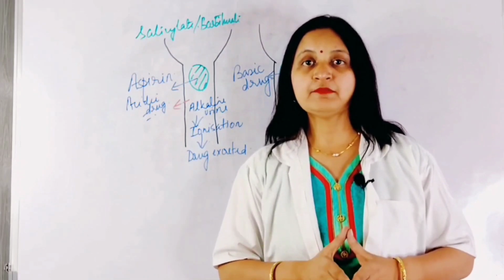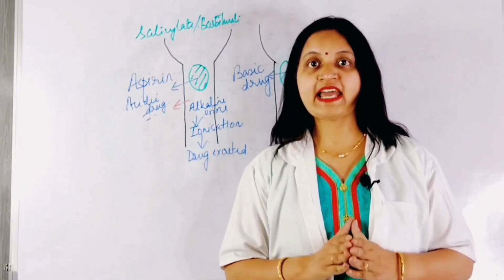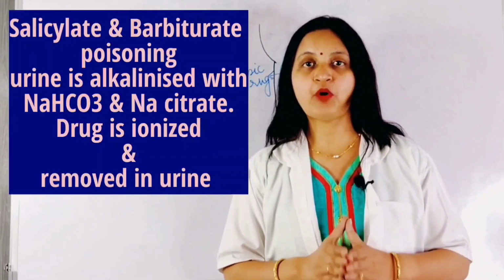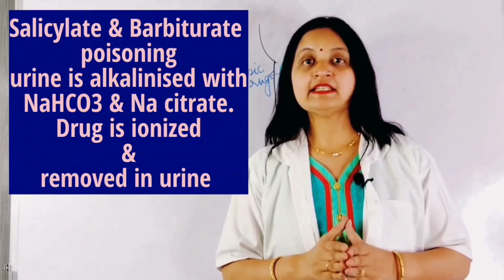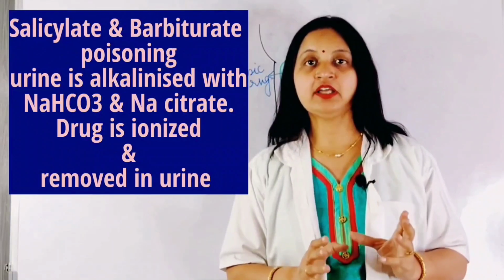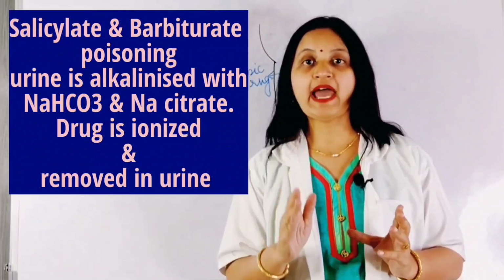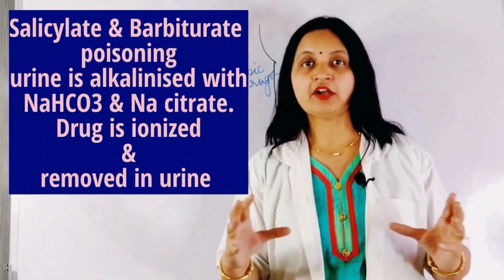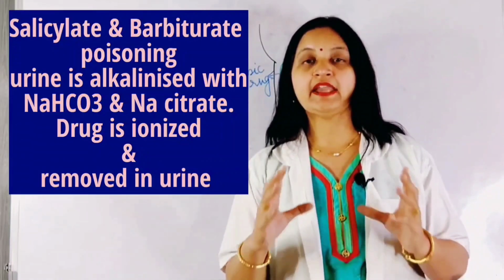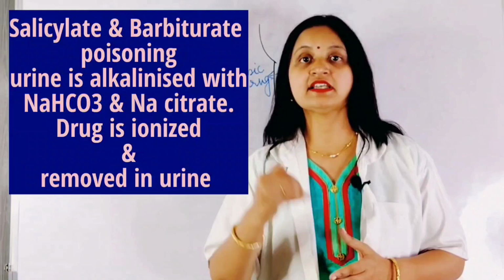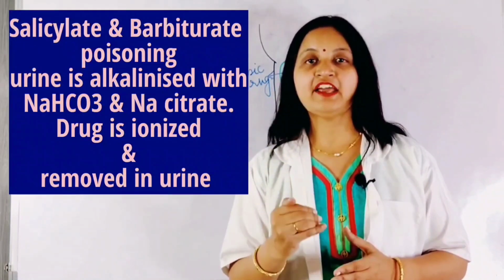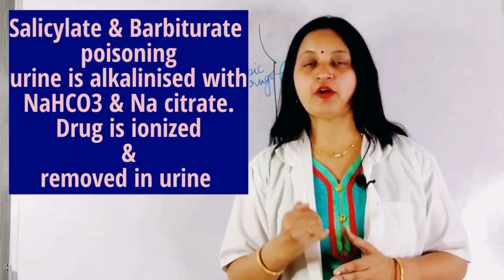So this principle is made use of in the management of salicylate and barbiturate poisoning, where the drug needs to be removed from the body, and since these drugs are acidic in nature, the urine is made more alkaline so that it undergoes ionization, and ionization decreases the lipid solubility and increases the excretion rate, and therefore the drug is easily removed from the body.